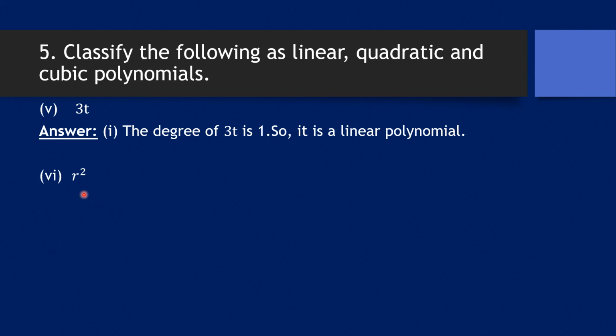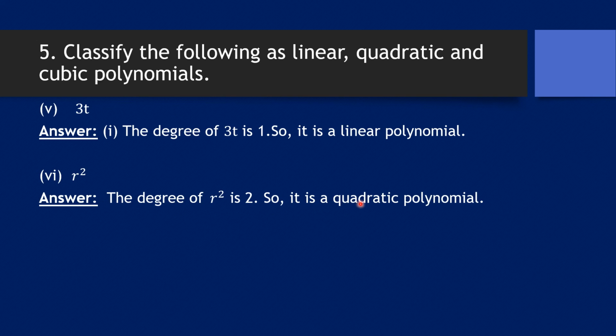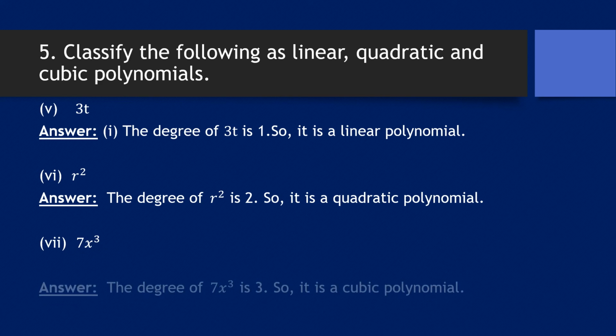In question number 6, the power of the variable is 2, that is, the degree is 2, therefore it is a quadratic polynomial. And in question number 7, we can see that the power of the variable is 3, therefore it is a cubic polynomial.